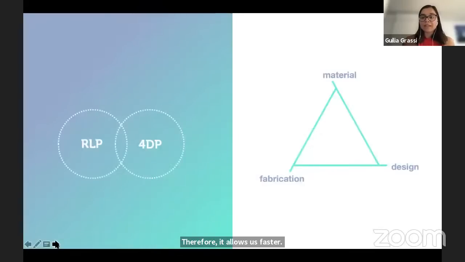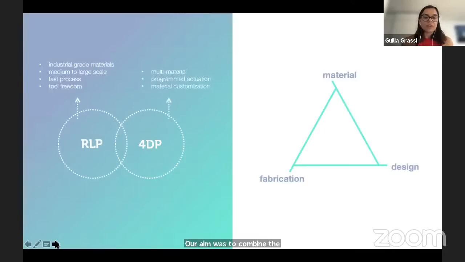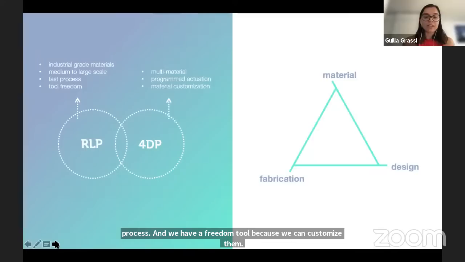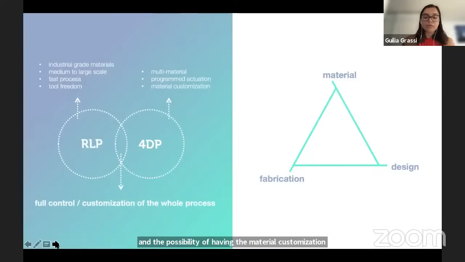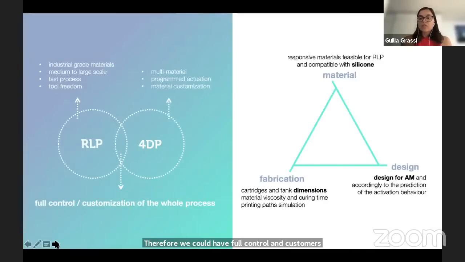Our aim was to combine the properties of rapid liquid printing together with the properties of 4D printing. So we have the possibility to print industrial grade materials from a medium to a large scale with a fast process. And we have freedom of tool because we can customize them with the advantages of 4D printing: multi-material printing with a programmed actuation and the possibility of having material customization. Therefore, we could have full control and customization of the whole process. So we started with silicone as the main material because silicone has a wide flexibility in terms of material properties, and it was widely available.